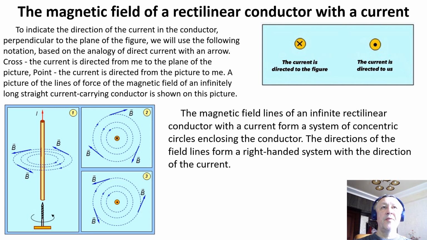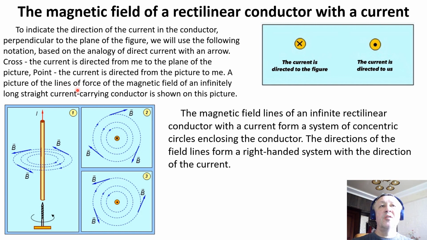To indicate the direction of the current in the conductor perpendicular to the plane of the figure, we will use the following notation based on the analogy of direct current with an arrow. We use a cross, the tail of the arrow, when the current is directed from me into the plane of the picture. We use a point, the head of the arrow, when the current is directed from the picture to me.